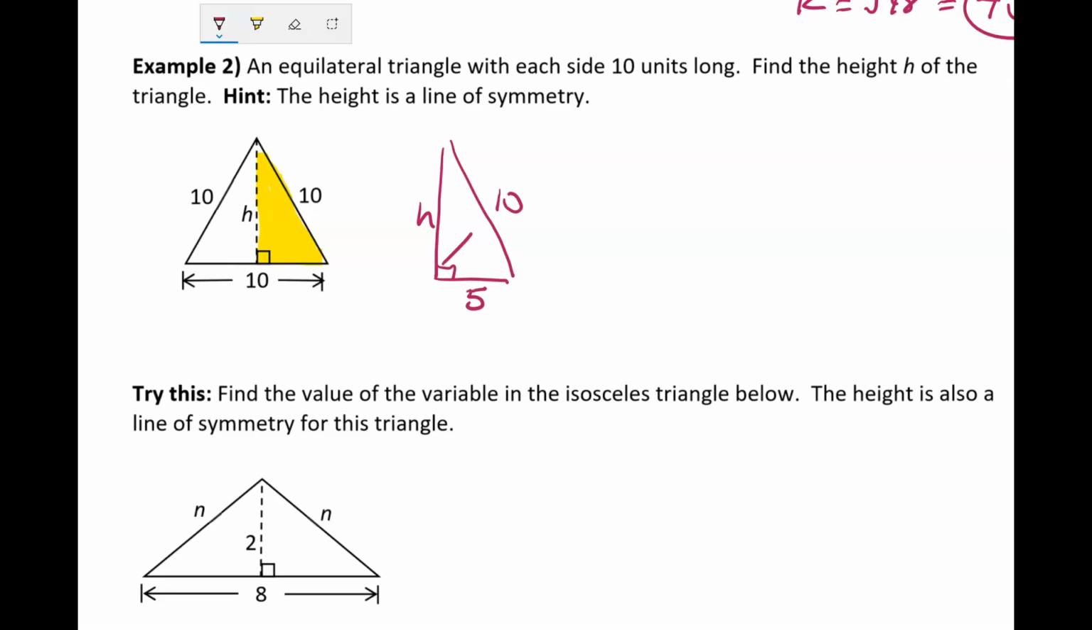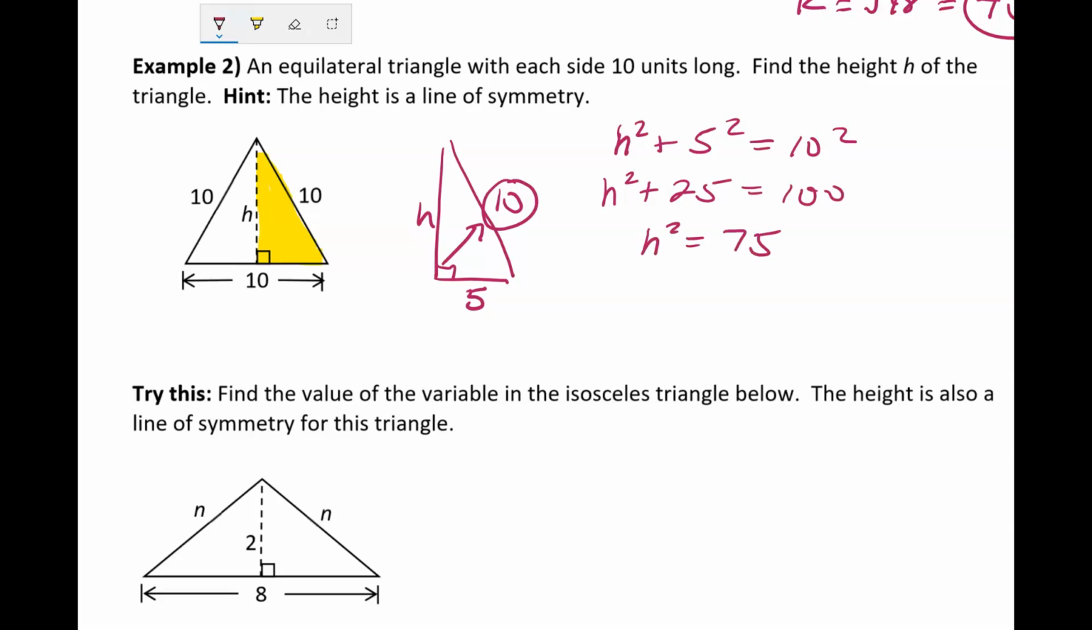Now we have this right triangle where 10 is the hypotenuse, so h squared plus 5 squared is equal to 10 squared, or h squared plus 25 equals 100. Subtracting, we get h squared equals 75. h is the square root of 75, which is 5 root 3.